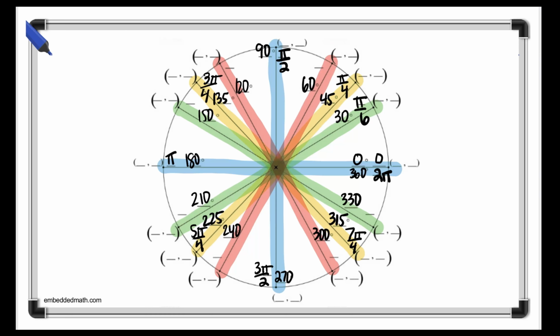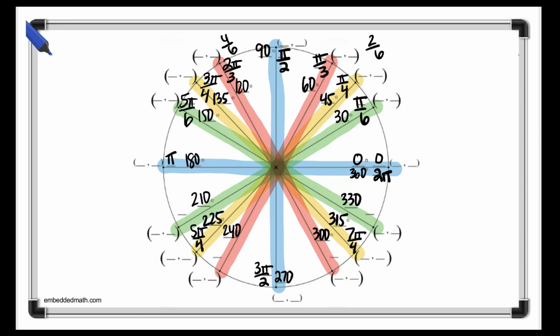So 1/6 plus another 1/6 is 2 pi over 6, which is the same thing as pi over 3. We're going to reduce our fraction. Adding another 1/6 gets us 3 pi over 6, which is 1/2. Adding another 1/6 is the same thing as 4 pi over 6, which is the same thing as 2 pi over 3. Adding another 1/6 gets us 5 pi over 6. Another 1/6 gets us 6 pi over 6, which is the same thing as 1 pi.